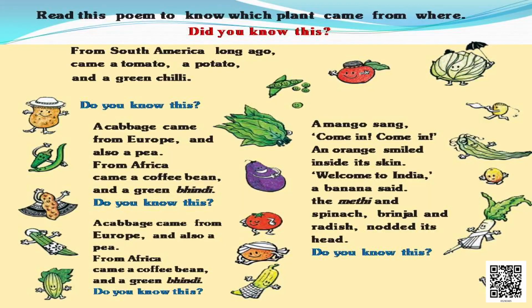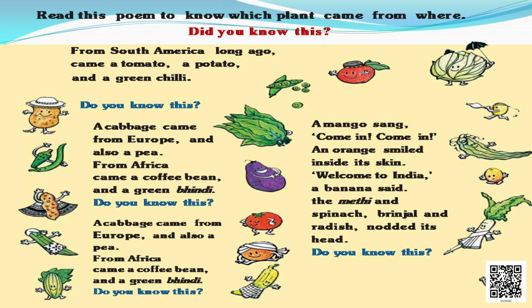Hey students, here is an interesting poem. I hope you will learn it and you will enjoy. But let me tell you what this poem is all about. This is a poem about what came from where. You should know that potato, tomato and green chilies came from South America. Isn't it interesting? Cabbage and pea came from Europe. And from Africa came lady's finger and coffee beans. So they came from Africa.